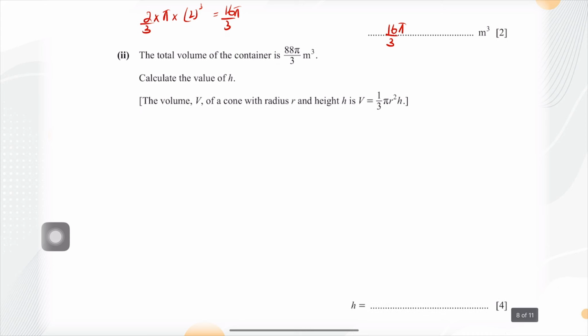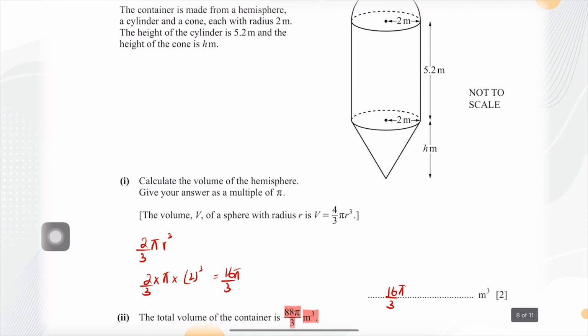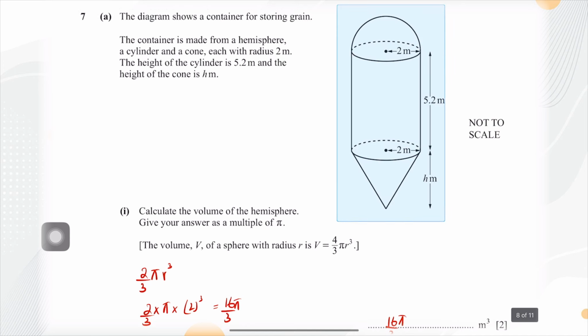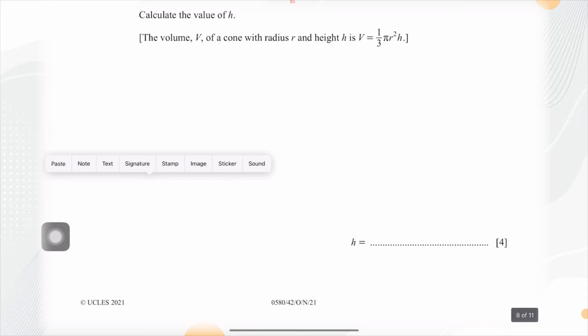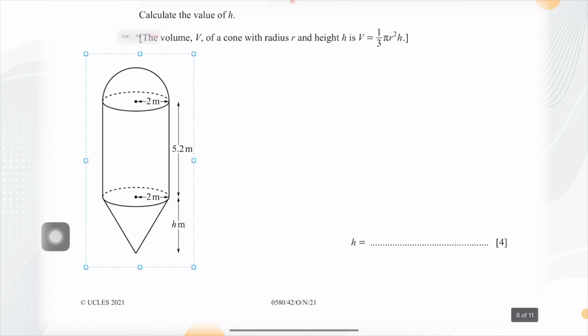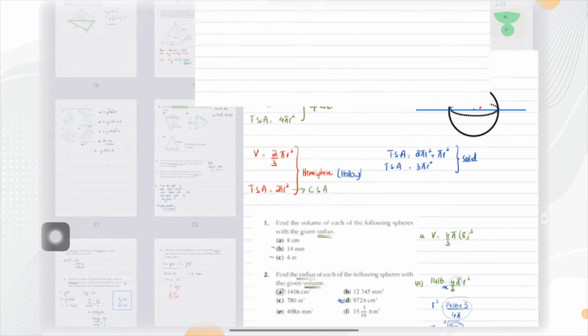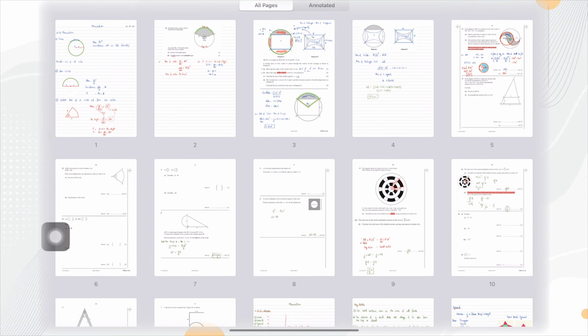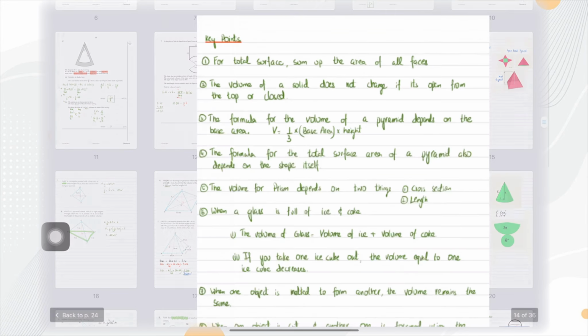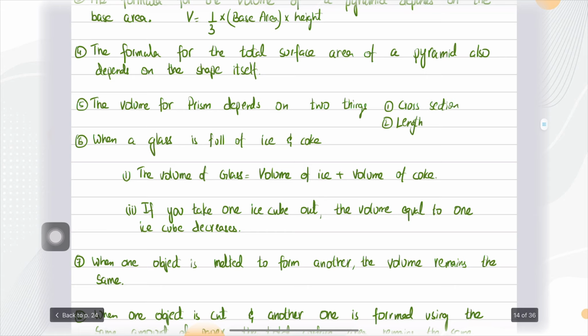It says the total volume of the container is 88 upon 3 pi meter cube. Calculate the value of h, the height of the cone. Then you're given the formula for volume. Let's first plan our answer, because there's a whole bunch going on over here. We have altogether 3 shapes to deal with: a cone, a cylinder, and a hemisphere. And remember, for composite solids, it doesn't matter how many solids you keep adding, the formula for calculating the volume remains the same.